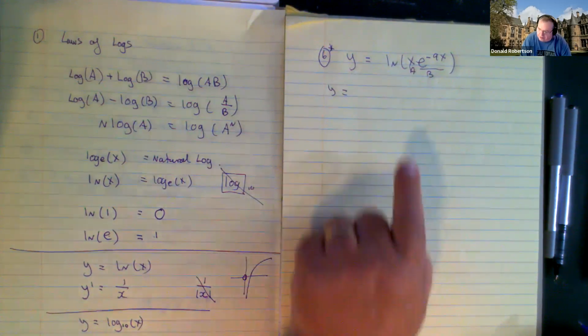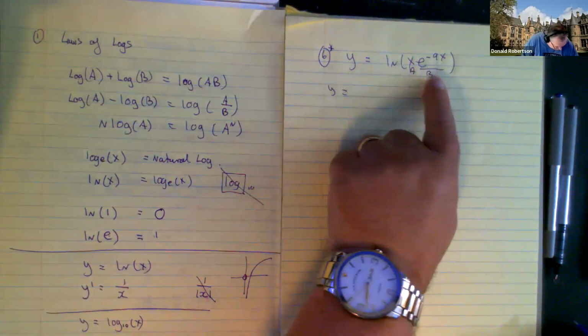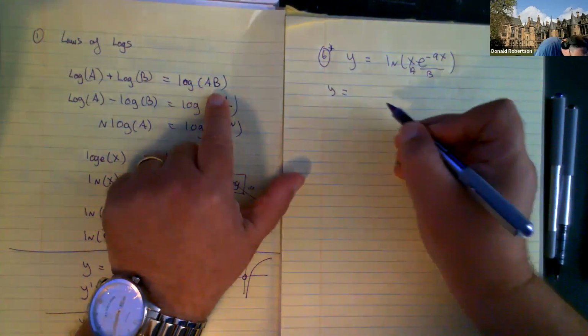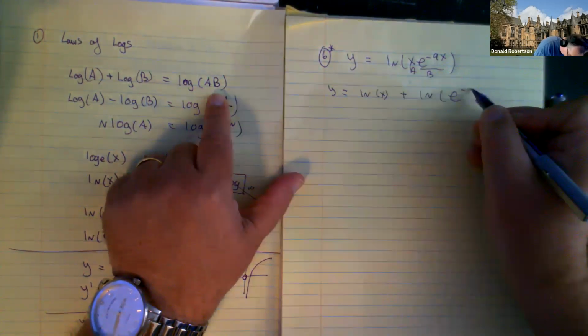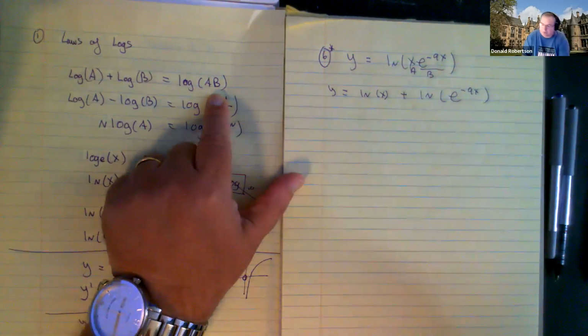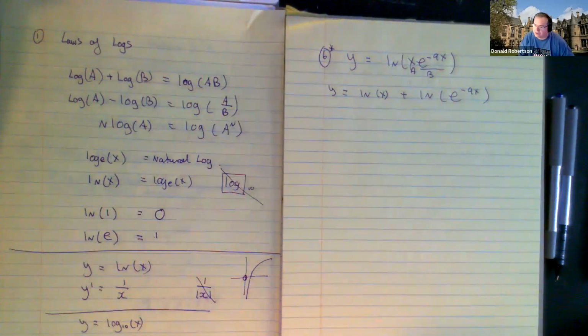Right, and x times that's like an A times B. So that means I can split it up as the natural log of x plus the natural log of e to the negative 9x. Are we comfortable with that? That's basically this one here.